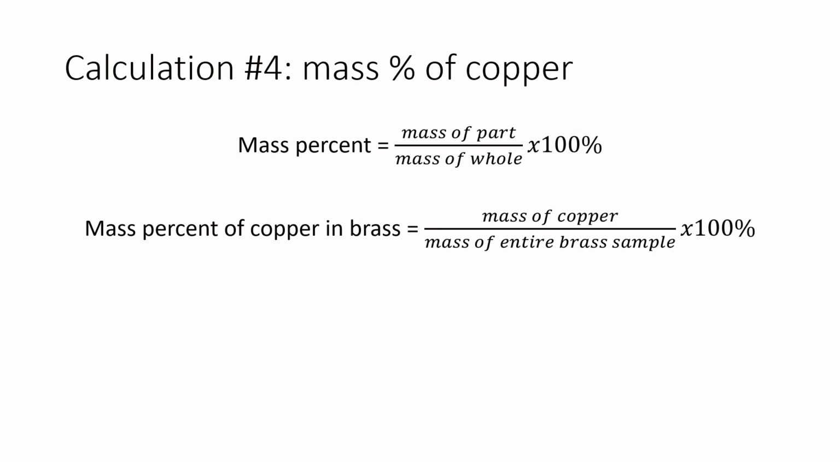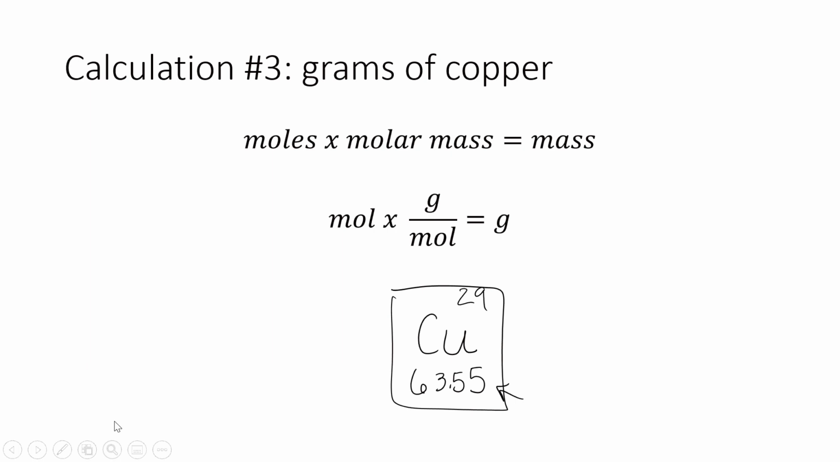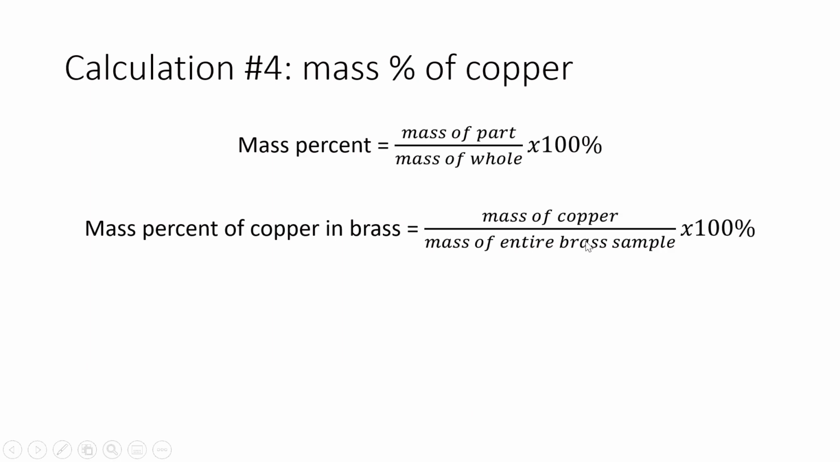And then the last stage, you're trying to find the mass percent of copper. Just in general, remember, a mass percent is just mass of the part divided by the mass of the whole thing. So if we're trying to find the mass percent of copper in brass, we would take the mass of the copper, which we just found, divided by the mass of the entire brass sample, which you weighed out in the lab.